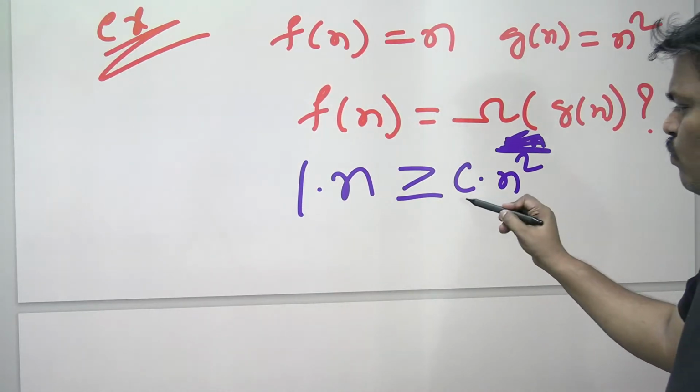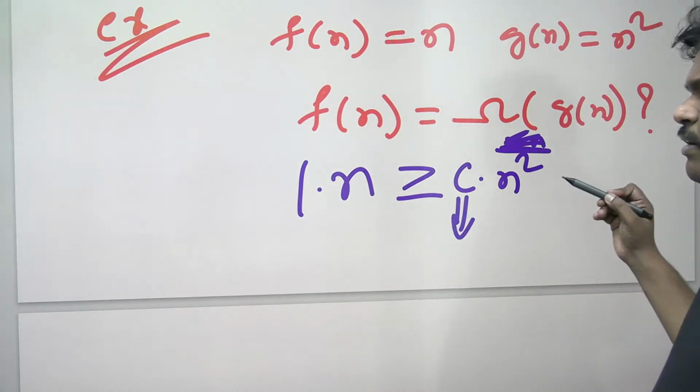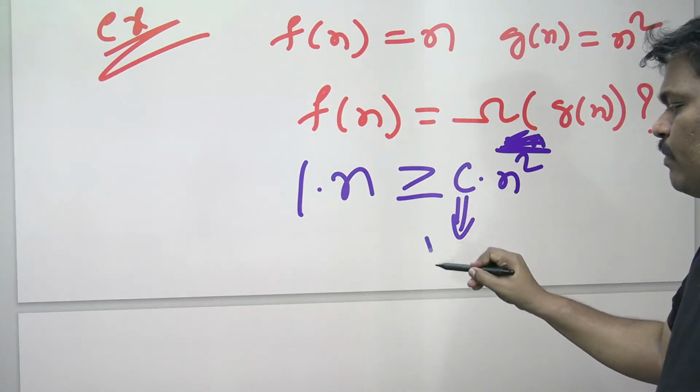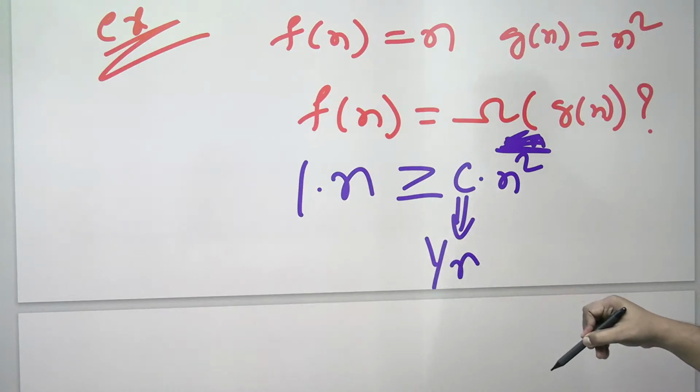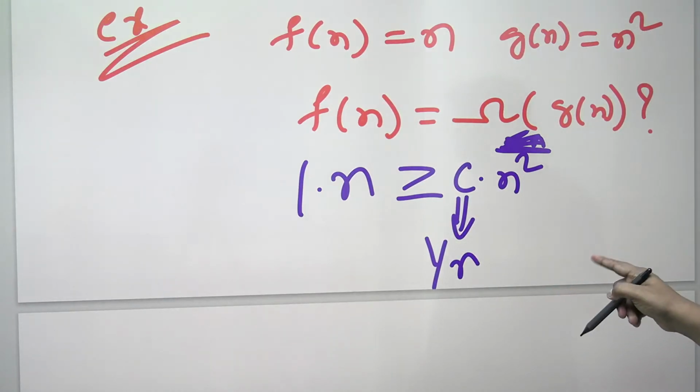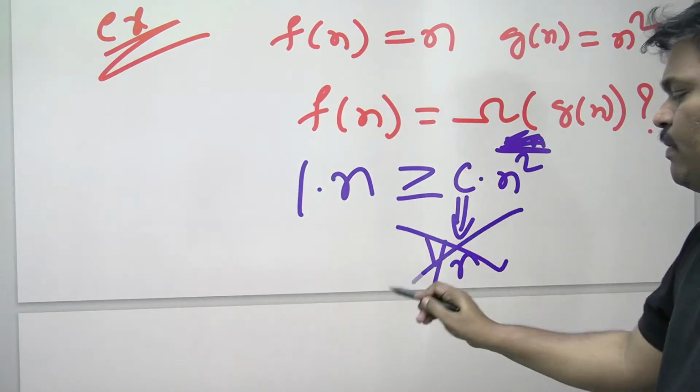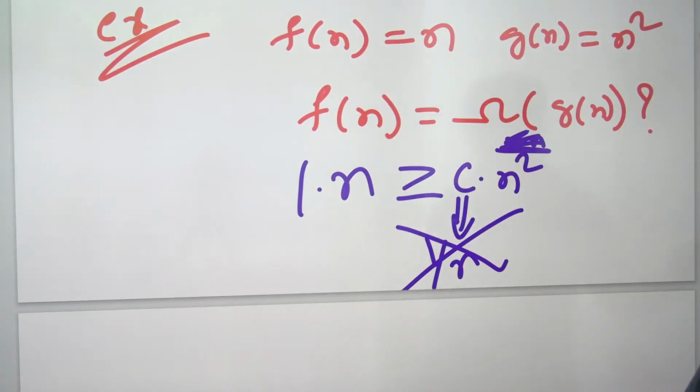But anyhow, what c can I take so that comparing left and right, left will be bigger, or equal is also okay? 1 by n. If you take 1 by n into n square, n cancels, and it will be n on both sides, that is fine. But 1 by n is a function, you cannot take it.